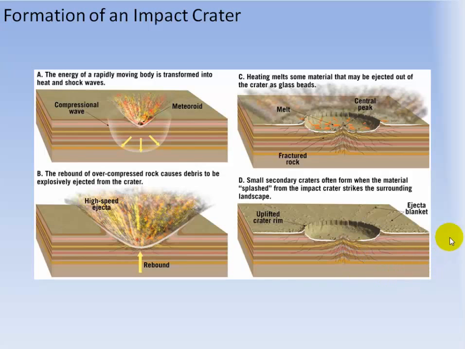So when we have an impact, a crater forms. So here's the impact, the compressional wave, and then we have rebound of overpressed rock, debris explodes out and is ejected, and there's also fractured rock. So then maybe some magma may come out of the fractures. We end up with a belt of ejecta and a raised rim from this.